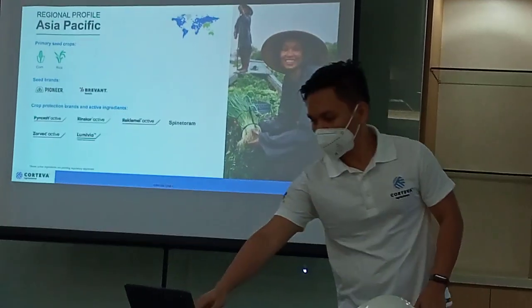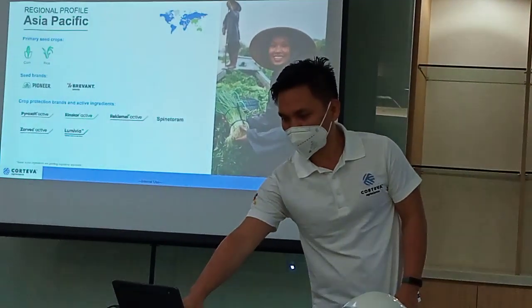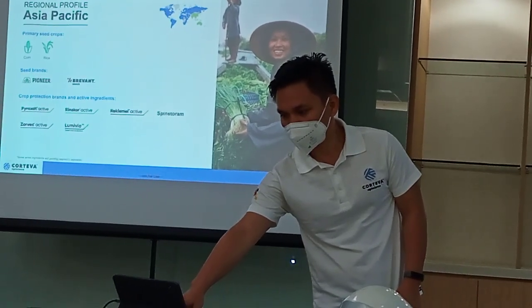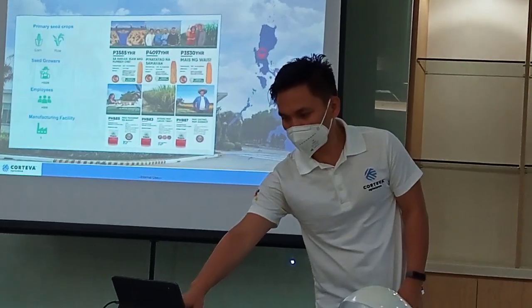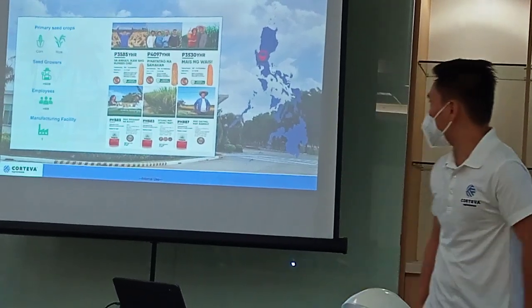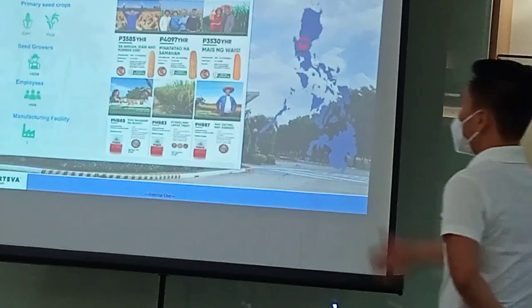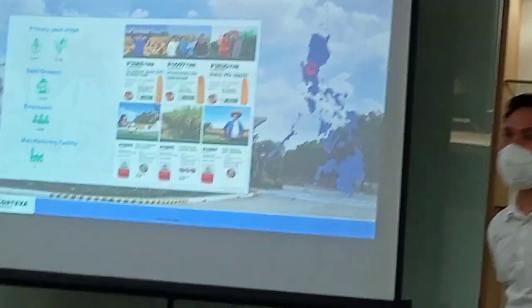Right? So these are the portfolios that we're having. So majority of our crops are corn. And we also have hybrid rice being sold in the Philippines.